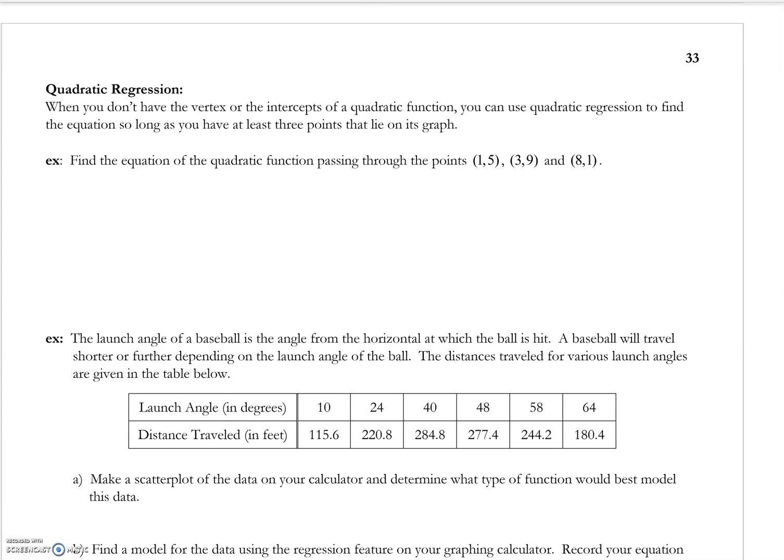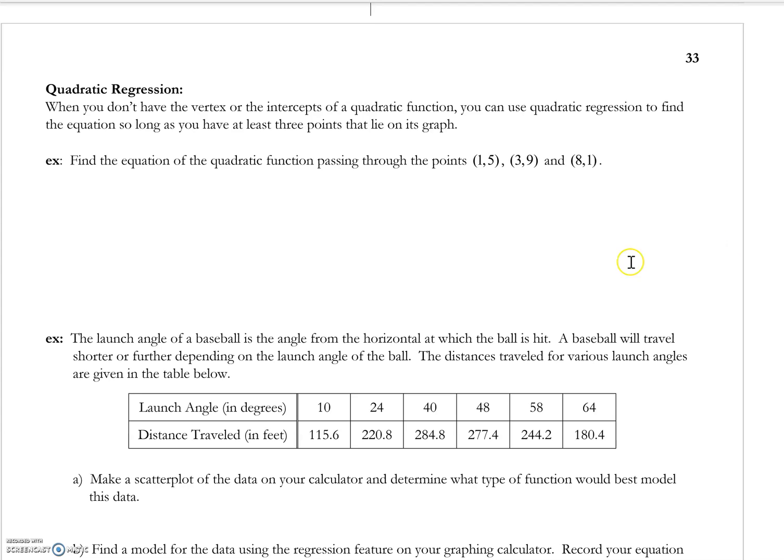For these next two examples in section 2.5, we're going to be talking about quadratic regression, which is a helpful tool to use when you are given just random points that may be on a quadratic function and you want to find a function that best represents that set of points.